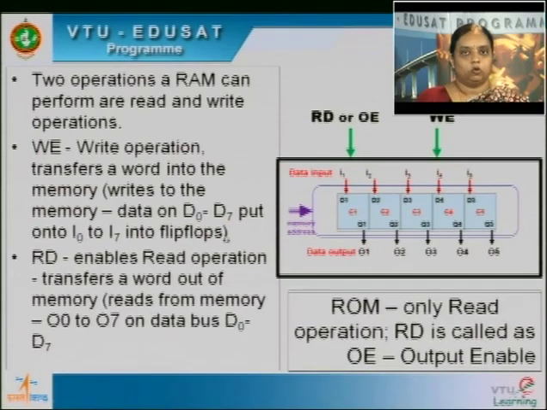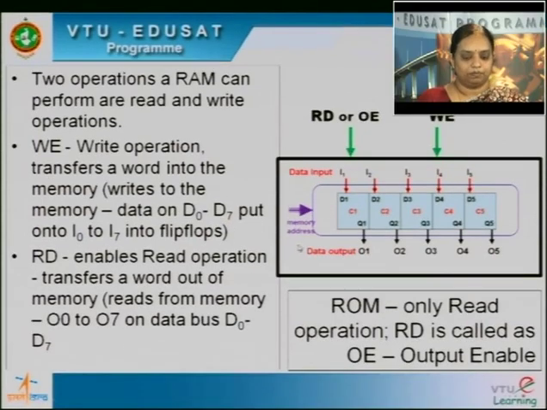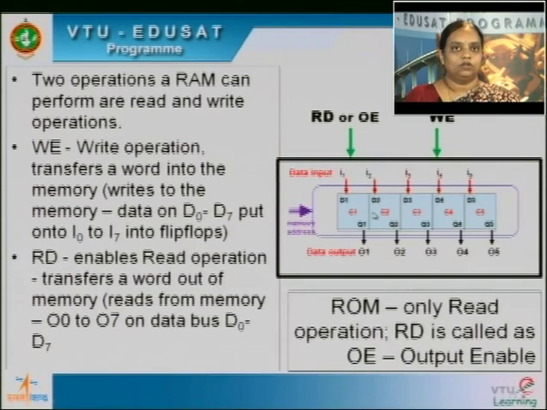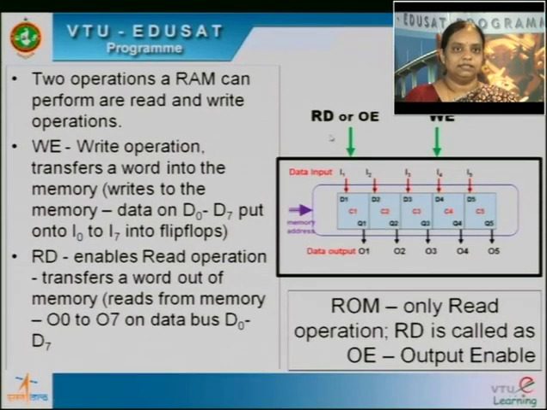When you talk about ROM, it has only one operation, that is read operation, and the read operation is also known as output enable. For a RAM, we have 2 operations, read and write. For a ROM, only one operation, that is read. Whatever data is already stored, generally the code, will be read.